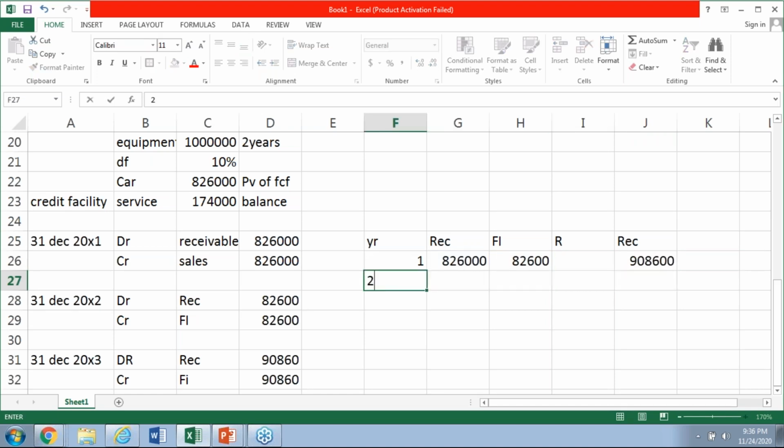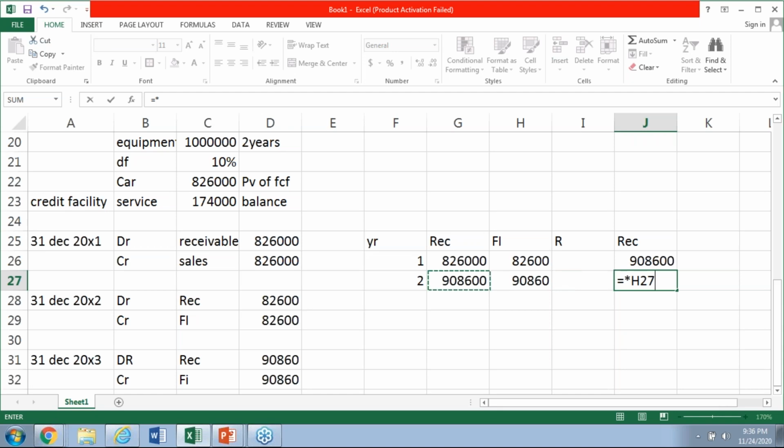So when we make the second year's finance income, the receivable at start will be this amount, and we have to take the interest based on this figure. I think you people are getting this point.